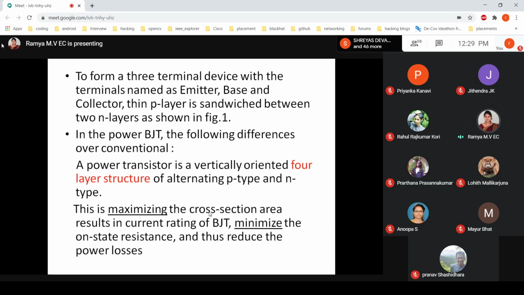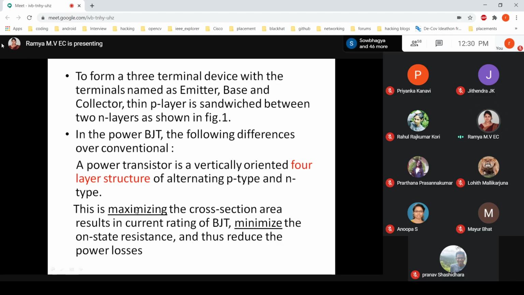I have said this information in the previous class also. The vertical representation is used for all the power devices. Similarly, the power transistor is a vertically oriented four-layer structure. Why vertical? The doping structure of the power transistor is vertical.